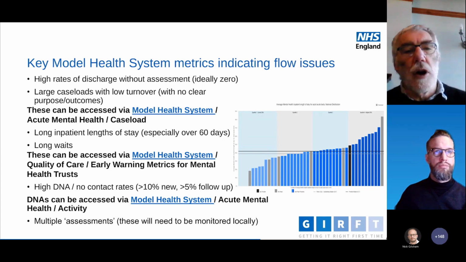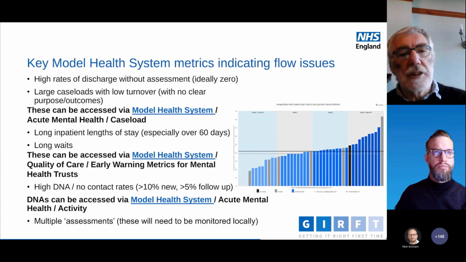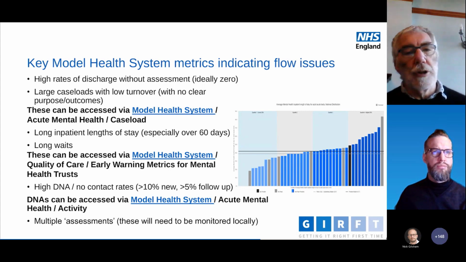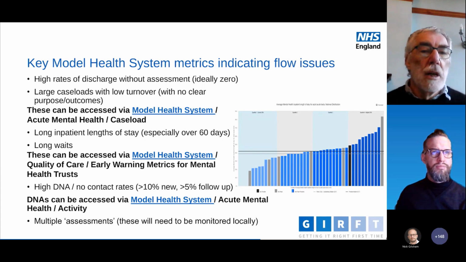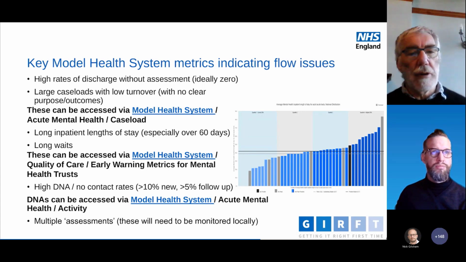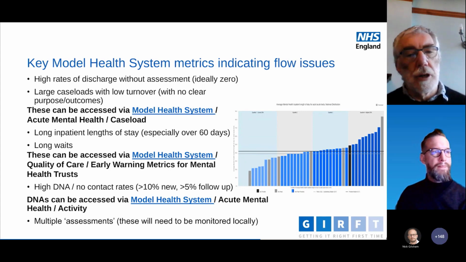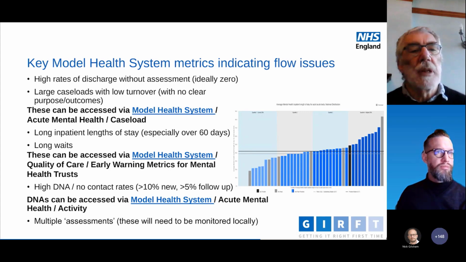So it's over 60 days length of stay. If you've got high over 60 days length of stay, it's a real big indication that your flow through the system, right from the front door, right through your community team, right through crisis and home treatment, that flow pathway is not working effectively. Long waits, as has been referred to earlier: it's all very well getting assessed, but if you're then told you're going to wait 3-6 months to get something, you are likely to deteriorate in that time, and you're likely to end up in crisis again.